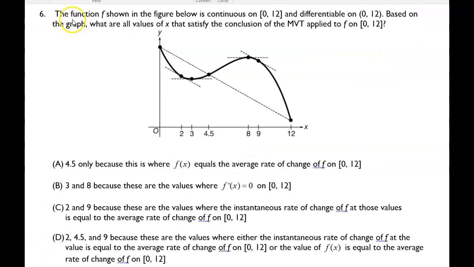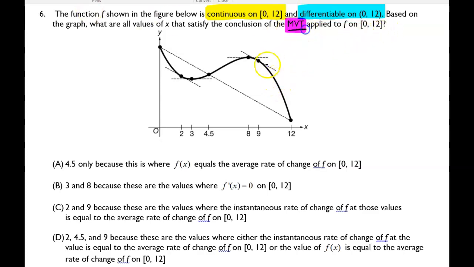All right, and number 6, it tells us that our function is continuous on 0 to 12, and differentiable on the open interval 0 to 12. I'm going to highlight this. Whenever you see those, I would underline it just because it's going to be important later on. In so many of our problems in AP Calc, we're going to be looking for those two words. Based on the graph, what are all the values of x that satisfy the conclusion of MVT applied to f on the interval 0 to 12?